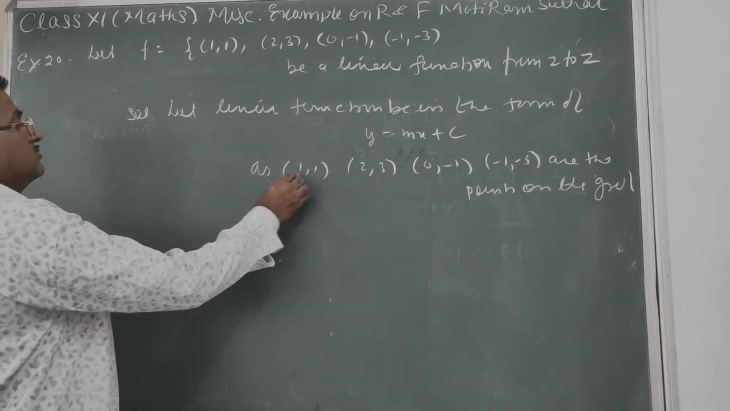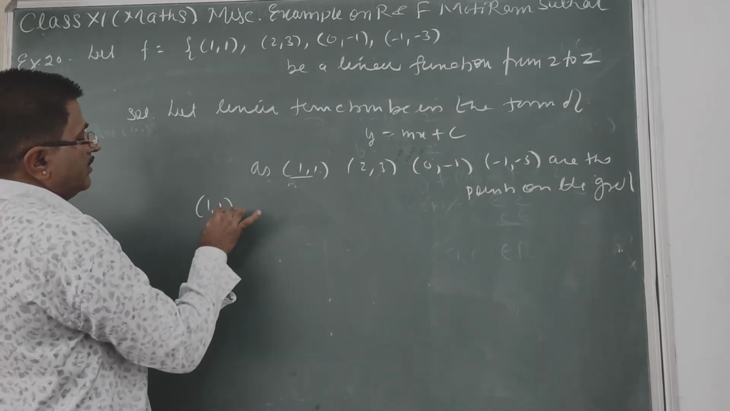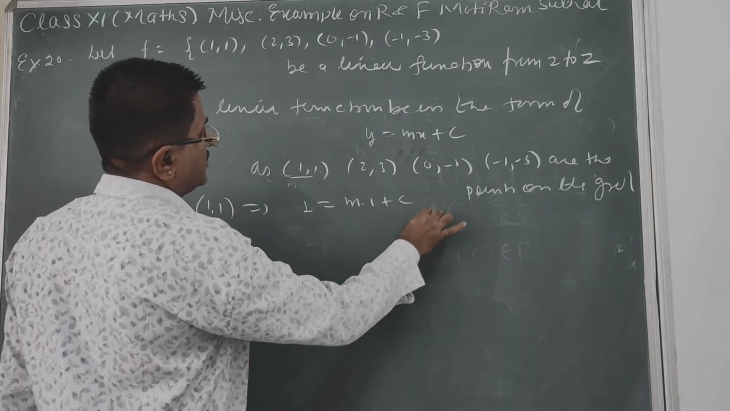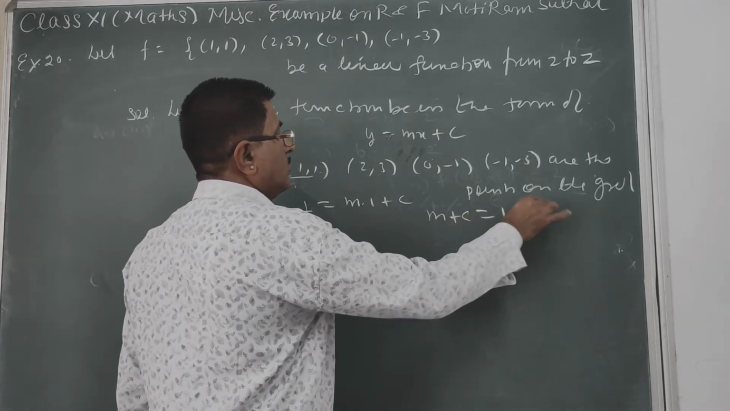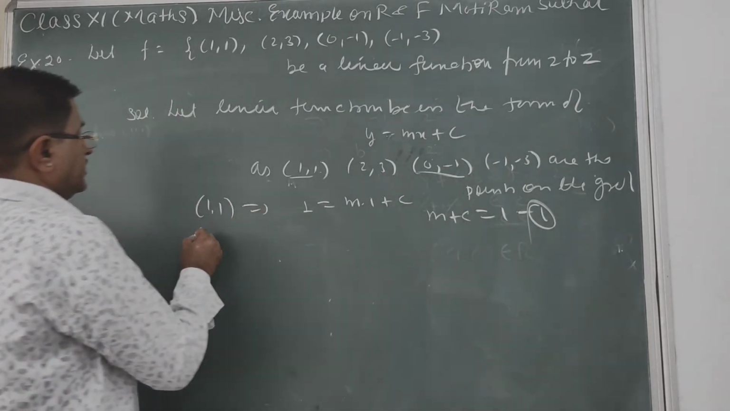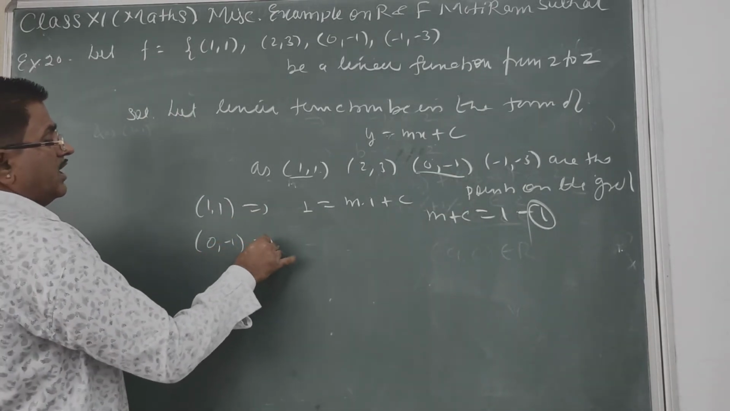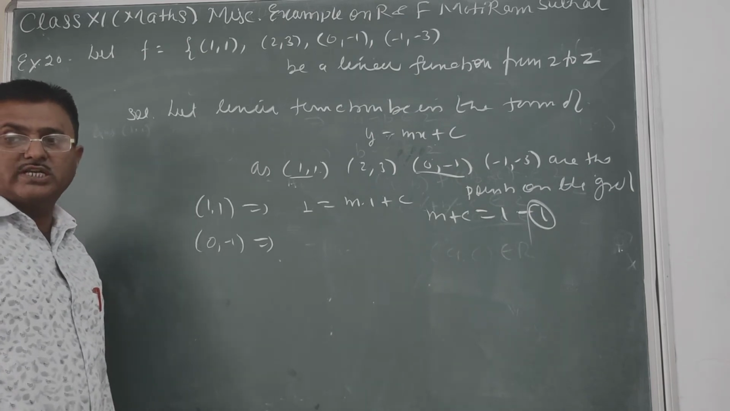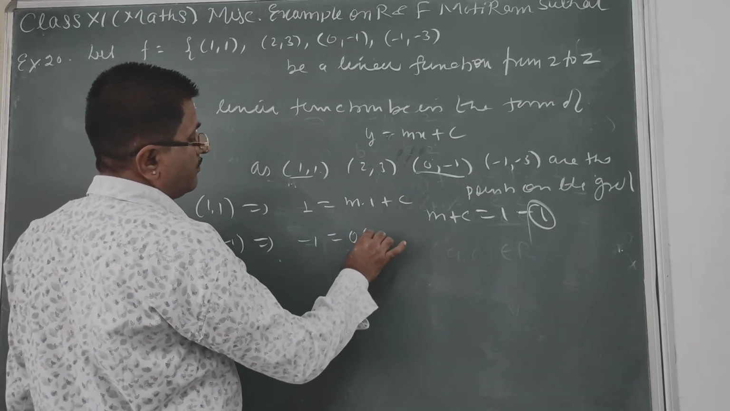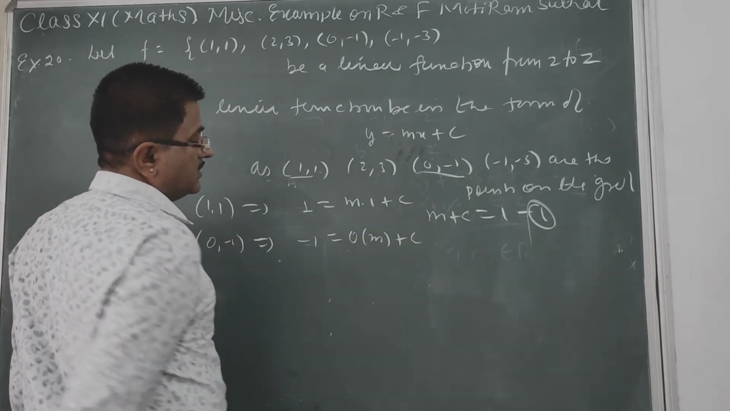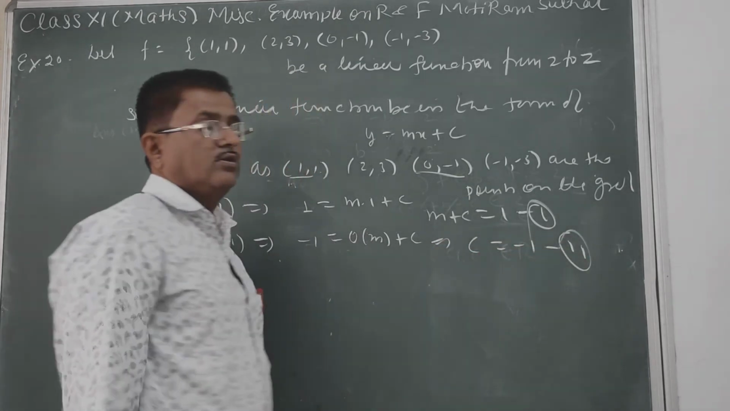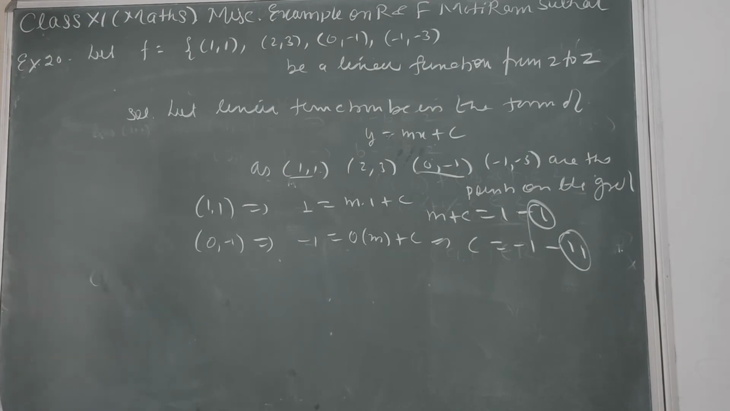So suppose we take this one, (1, 1). So y equal to 1, 1 equal to m plus c. So we get m plus c equal to 1. This is equation number first. Similarly, suppose for easy calculation we take this point (0, -1). This is also lying on the graph, so it satisfies the equation. So -1 equal to 0 into m plus c. So from this you get the value of c is -1. We get the value of c as -1.